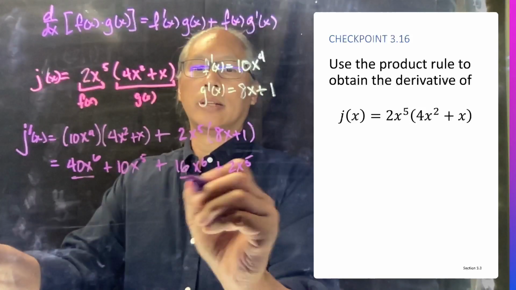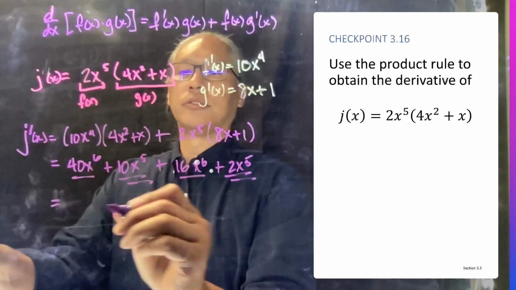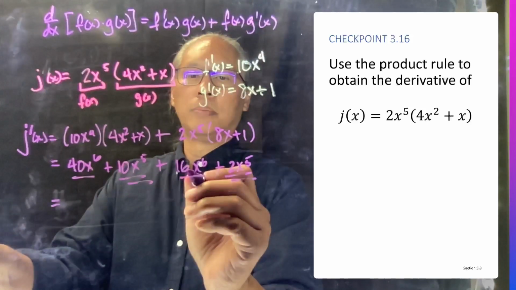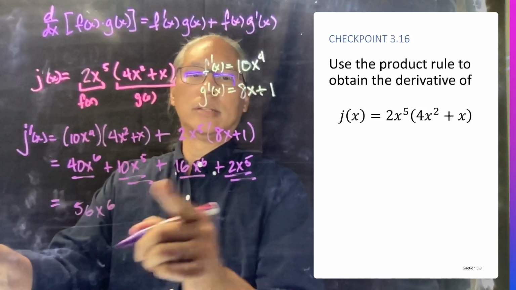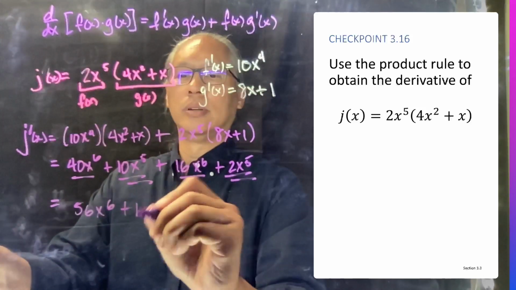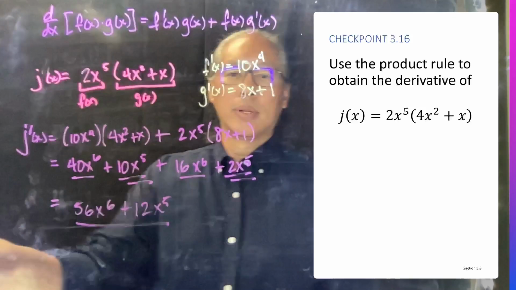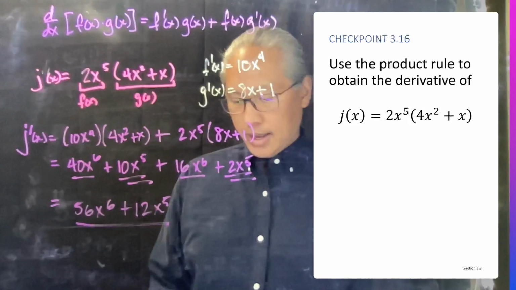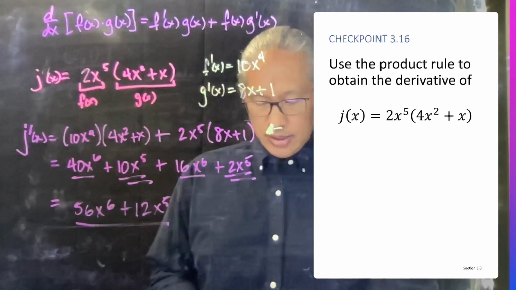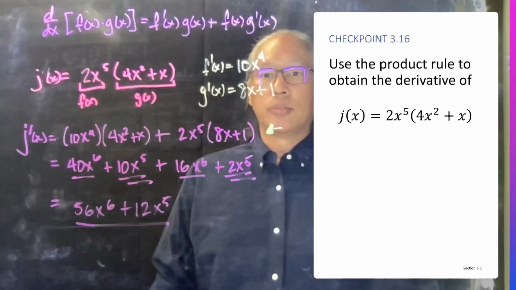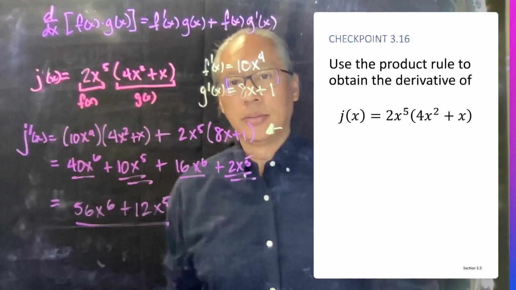Looks like we got some like terms that we can combine, and so we can finally get 40 plus 16 is 56, x to the sixth, and then 10 plus 2 is 12, x to the fifth. All right, so that's it. Again, I would be happy with your answer written out in non-simplified form, because it shows the pieces of your product rule.